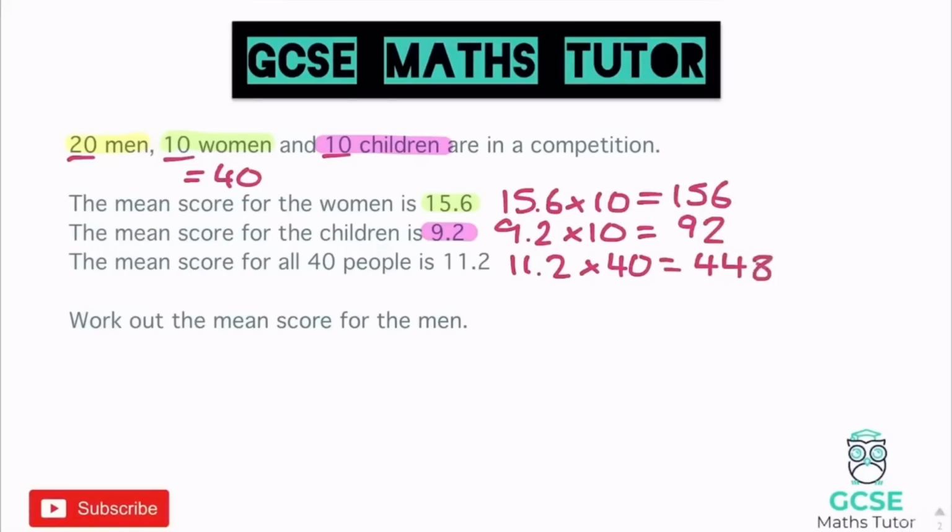There we go. So we've got our overall total of 448, and we've got the women's and the children's totals, so we'll be able to work out the total for the men now. We just need to do the overall total 448, and take away the 156 and take away the 92 and see what our total is now. So take away 156, take away 92, and we're left with 200. There we go, and that is the total for the men.